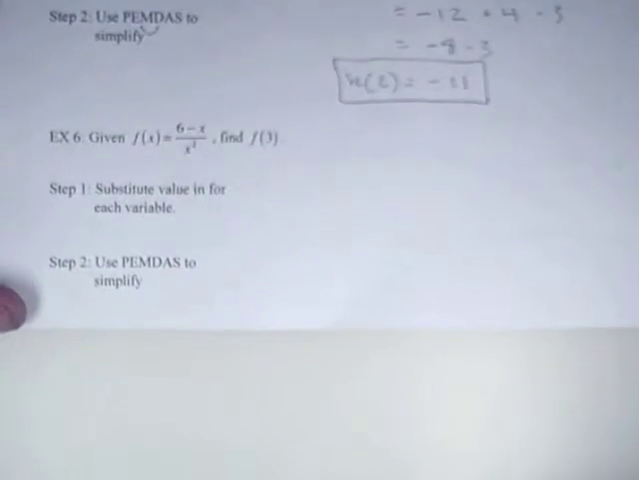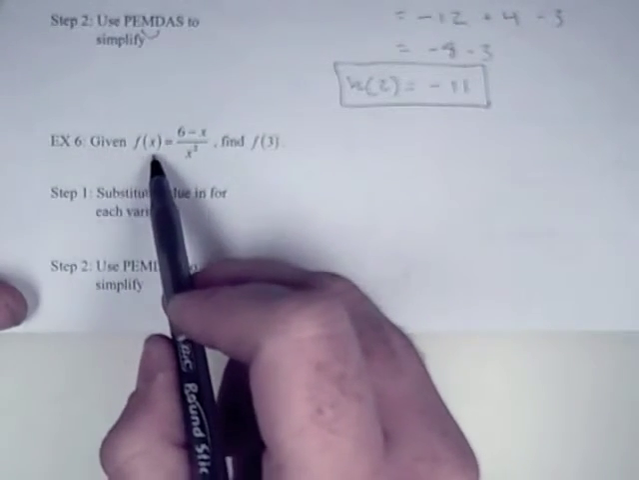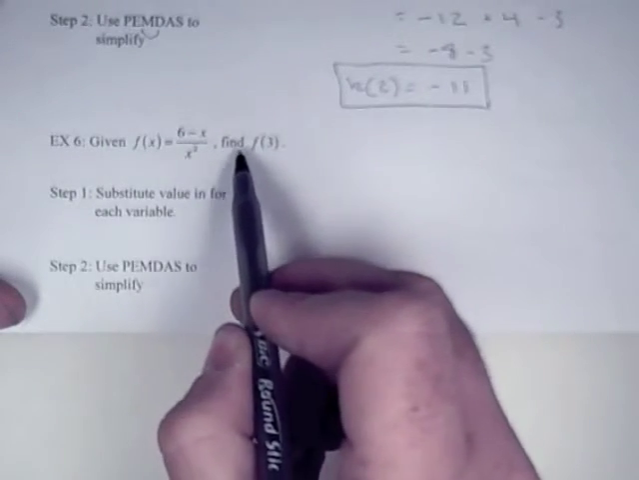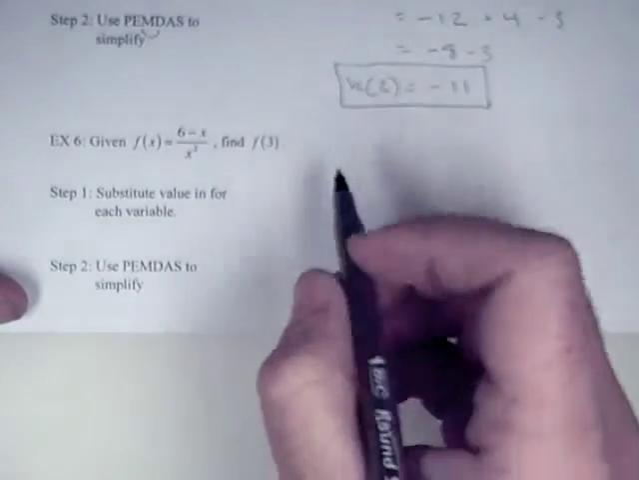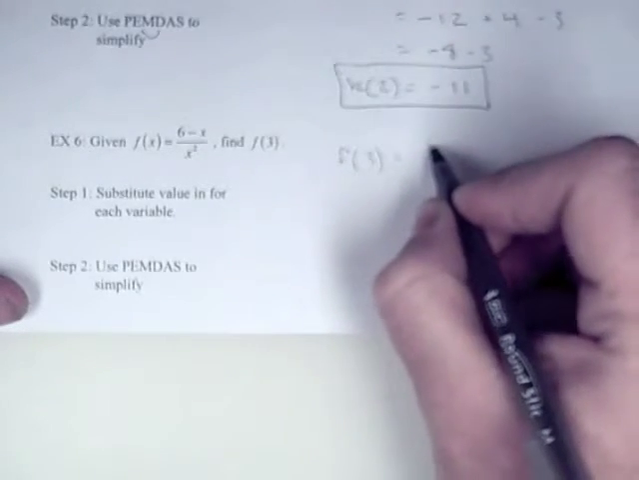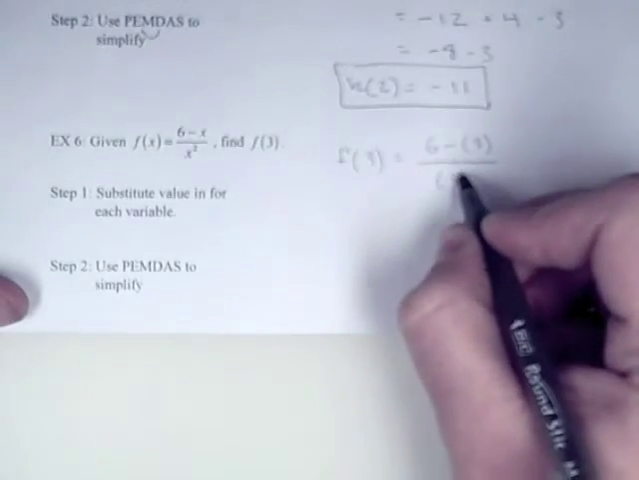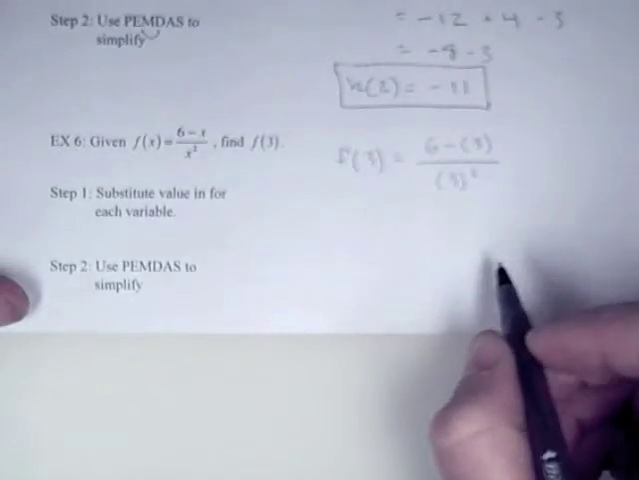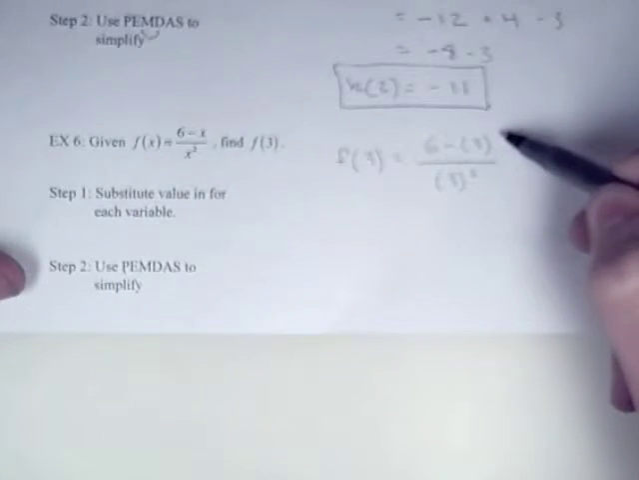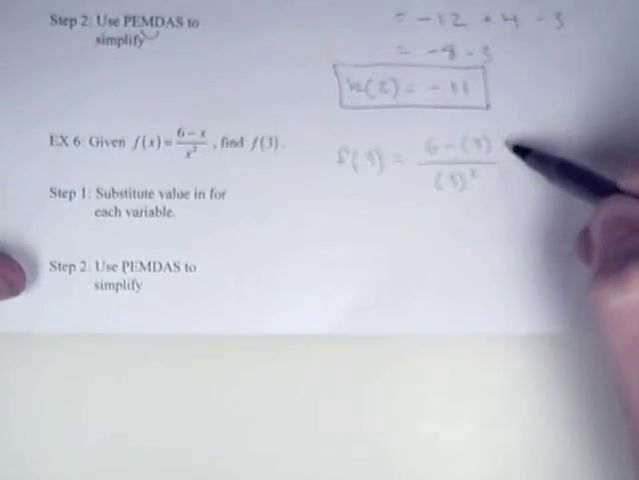And finally, example 6. Given f of x equals 6 minus x over x squared, find f of 3. So f of 3 equals 6 minus 3 over 3 squared. Parentheses first. When you're dealing with a fraction, remember that the top and the bottom are both like their own parentheses, so you have to simplify them before you can divide.